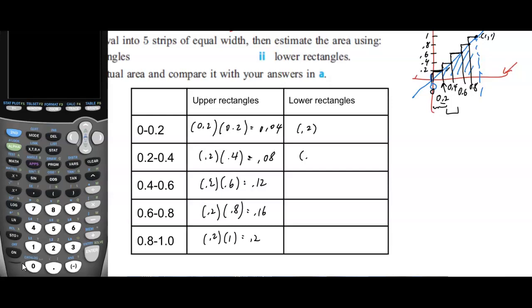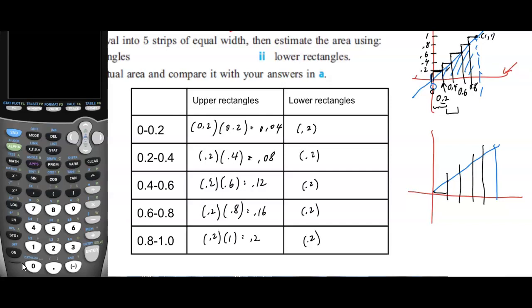0 to 0.2, 0.2 to 0.4, 0.4 to 0.6. It's always 0.2. The heights would be smaller, though. I'm going to draw a new XY axis here, and I'm going to use black for the lower rectangles. First, I'm going to cut this into 5 strips. And remember that when I'm using lower rectangles, I draw each rectangle using the smallest, the least tall point in the interval.